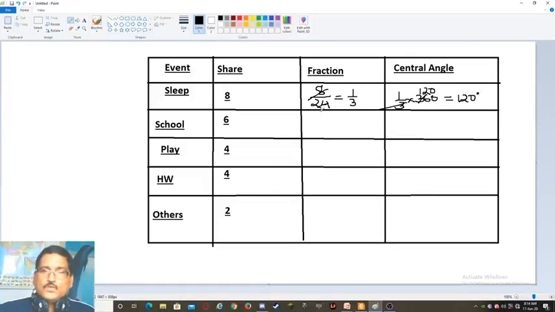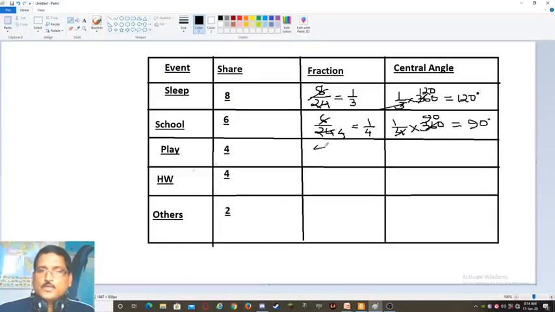Now school is 6 upon 24. 24 is the total hours in a day. Cut, it will be 4, that is 1 by 4. 1 by 4 into 360. If I cut, I am getting 90 only, so that will be equivalent to 90 degree.